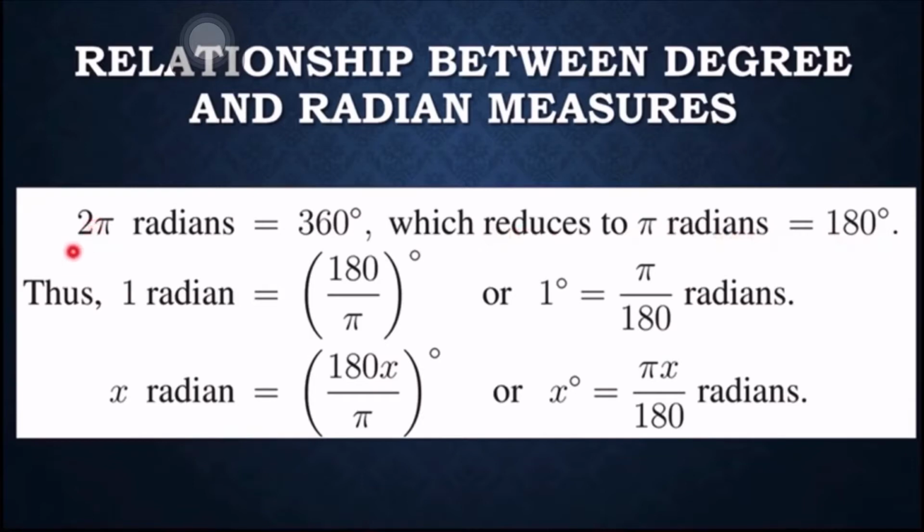We can divide both sides by 2. So, pi radians is equal to 180 degree, which means 1 radian is equal to 180 divided by pi. We can cross multiply pi to the opposite side. So, 1 radian is equal to 180 divided by pi. Okay. But as well, 180 degree is equal to pi radians.